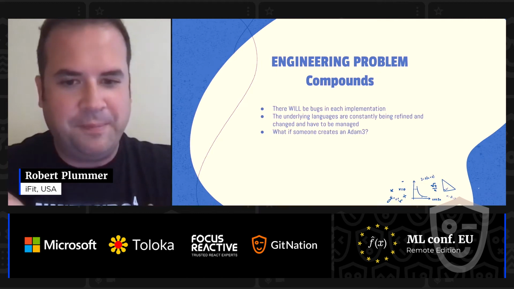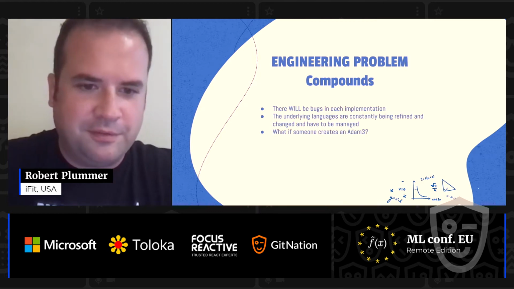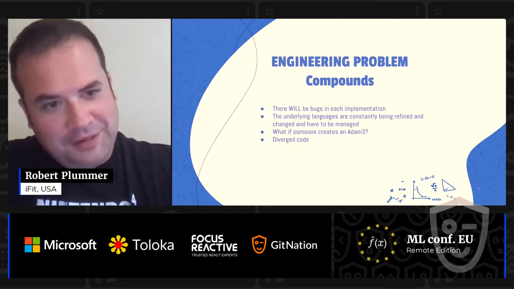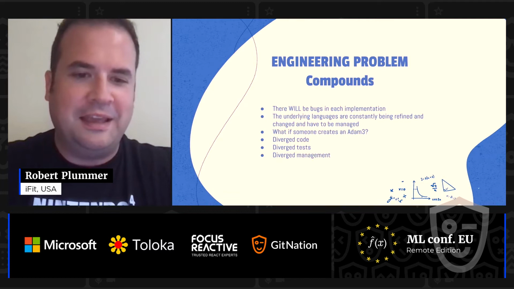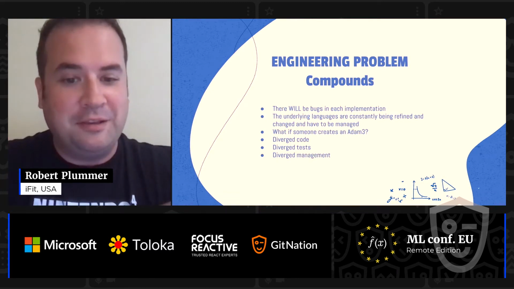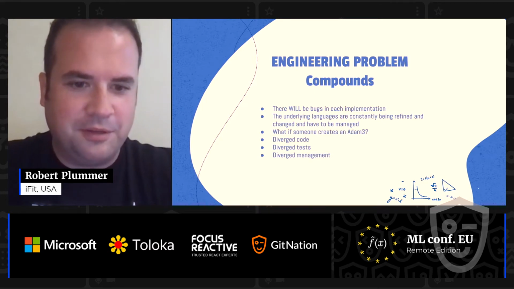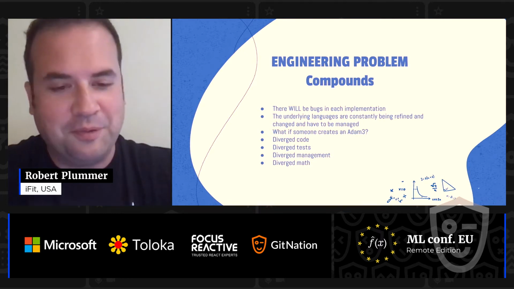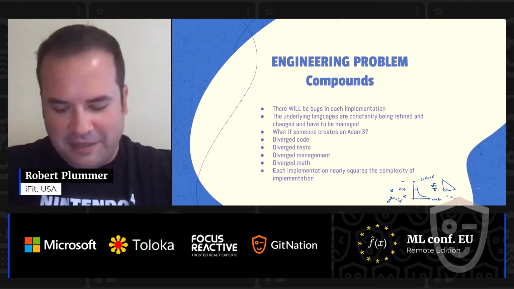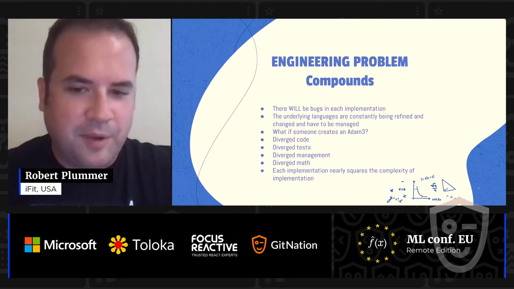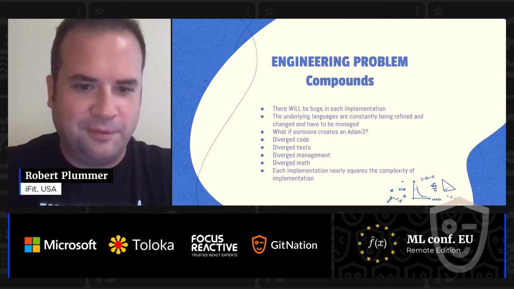If they did, and they use some sort of class structure, or maybe they can't because they use functional, depending on the environment, and each one's different. And so that leads to diverged code, because each code is different, and each code being different has to be tested differently, and you have diverged management, because each language requires different strategies, different systems to manage what you've implemented. And then too, there's how you arrive at the math that diverges. And so each implementation, think about this carefully, each implementation that you add nearly squares the complexity of the original implementation. And all you want to do is add a 2.